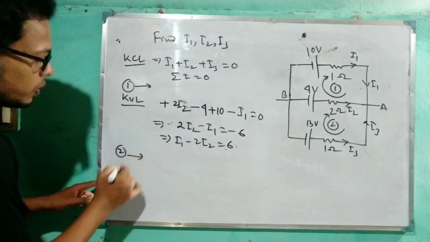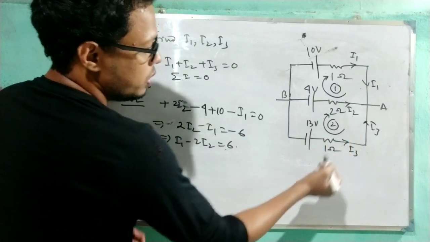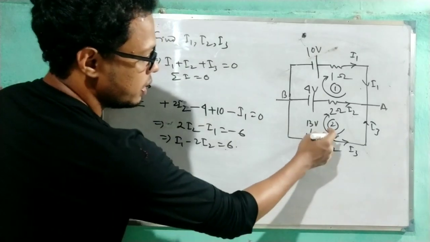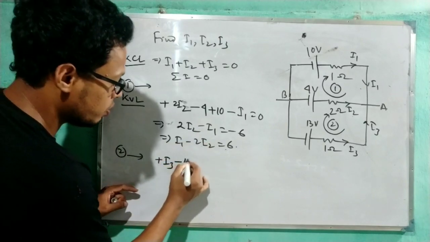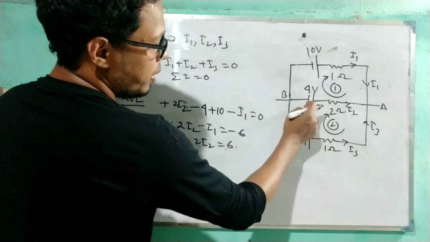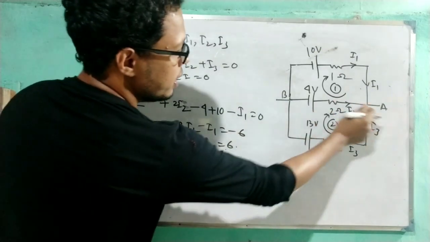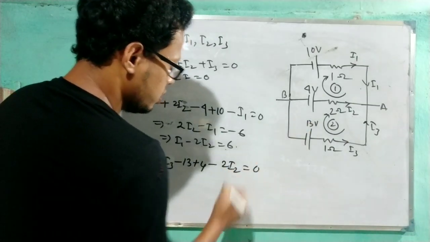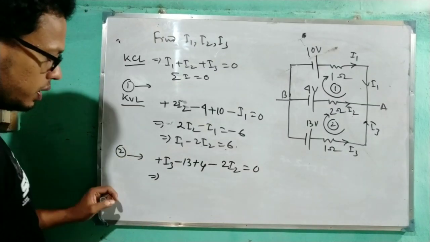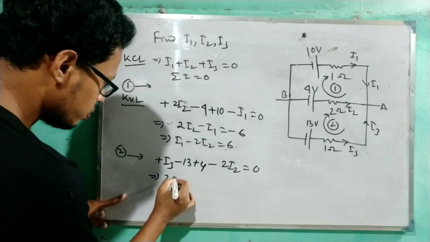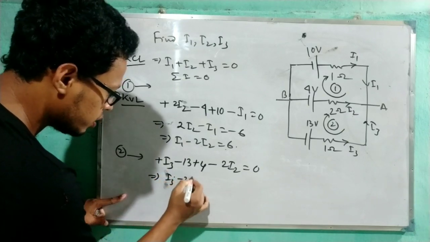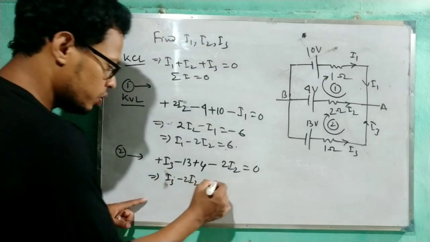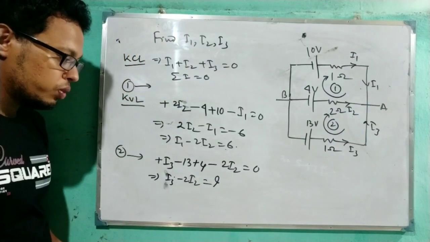Now in loop 2, apply KVL, going in the opposite direction, means the path and the direction of the current are opposite, so that will be plus. This will be I3, 1 into I3, going from plus to minus, means minus, that will be minus 13. Okay, now minus to plus, plus 4. Again, in the direction of current, it will be minus 2 into I2, which will be 0. From here, we can write 2I3 minus 2I2 equals minus 13 plus 4, which will come minus 9. So it will be plus 9. So I3 minus 2I2 will be plus 9.